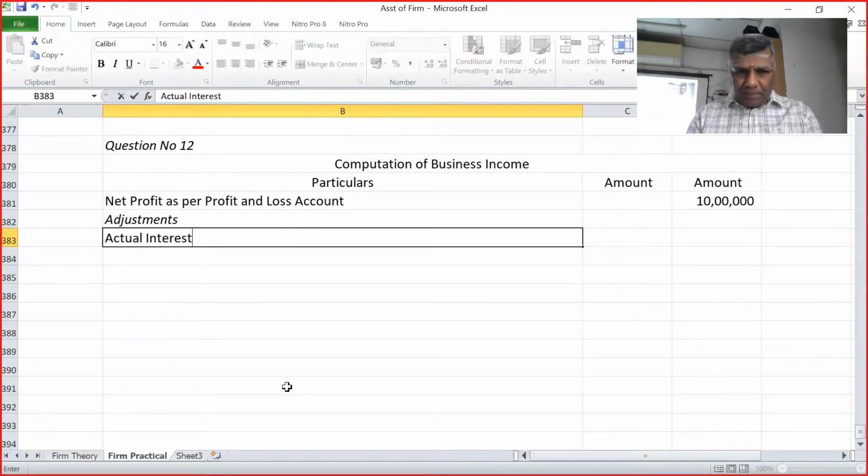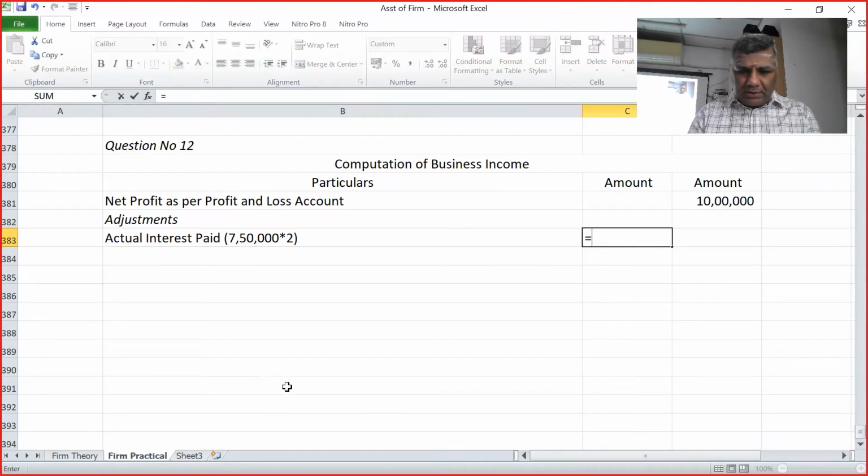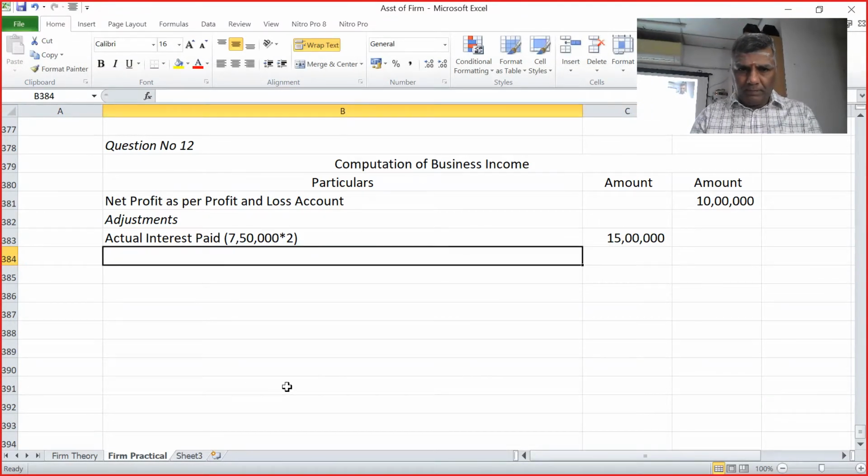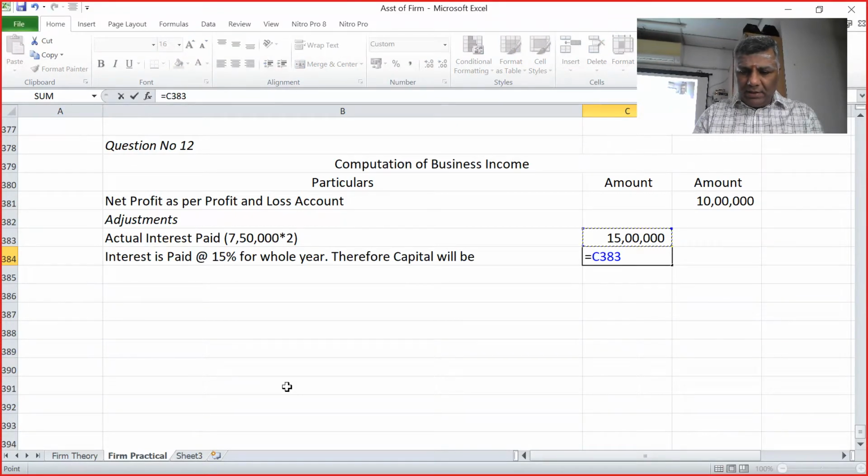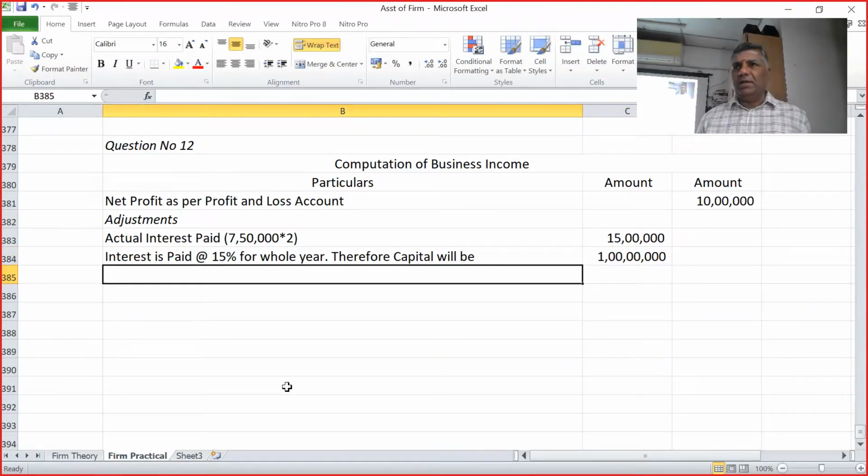Actual interest paid: 7,50,000 into 2, two partners. Interest is paid at the rate of 15% for the whole year. Therefore, capital will be this divided by 15%. The capital will be 1 crore, because they have paid 15% for the full year.